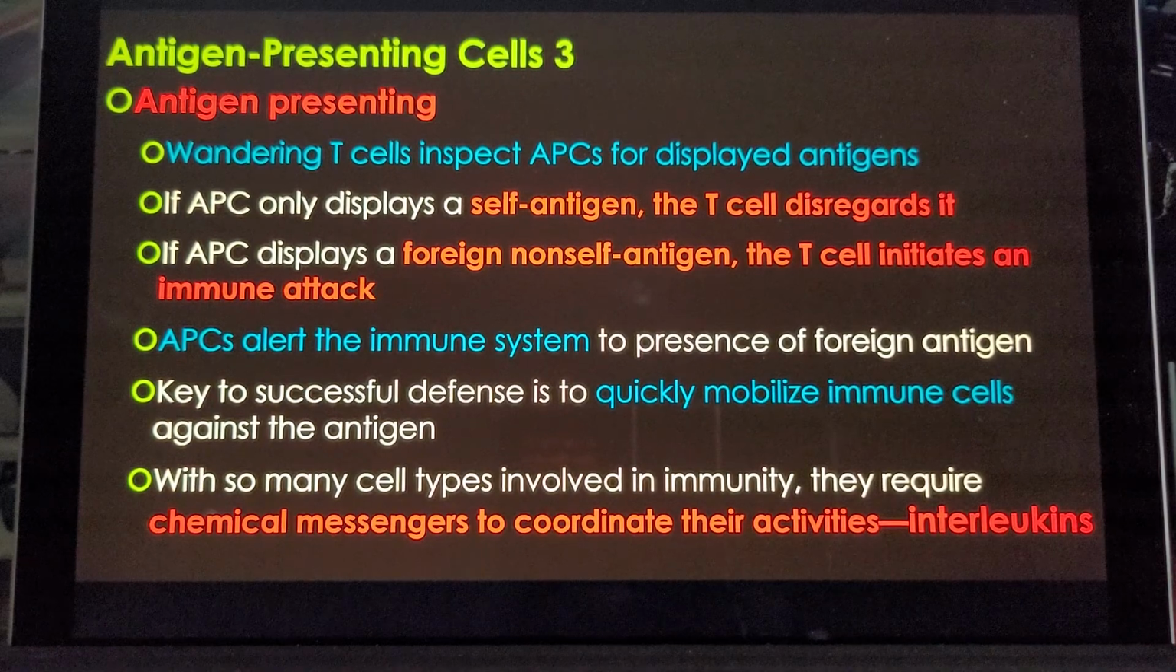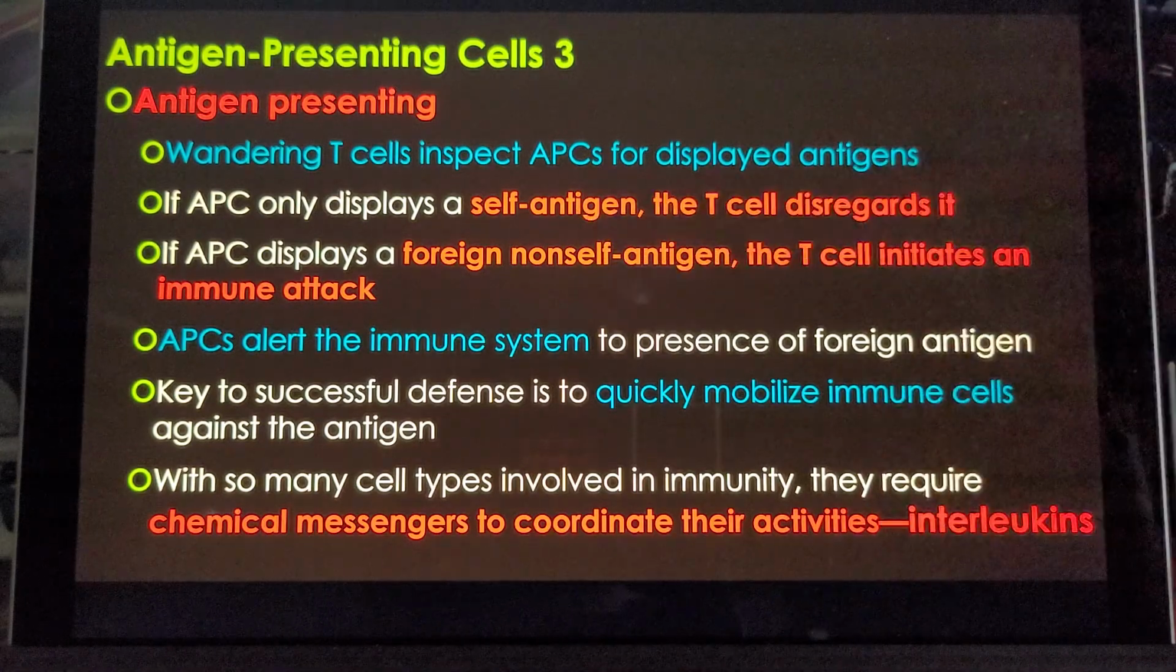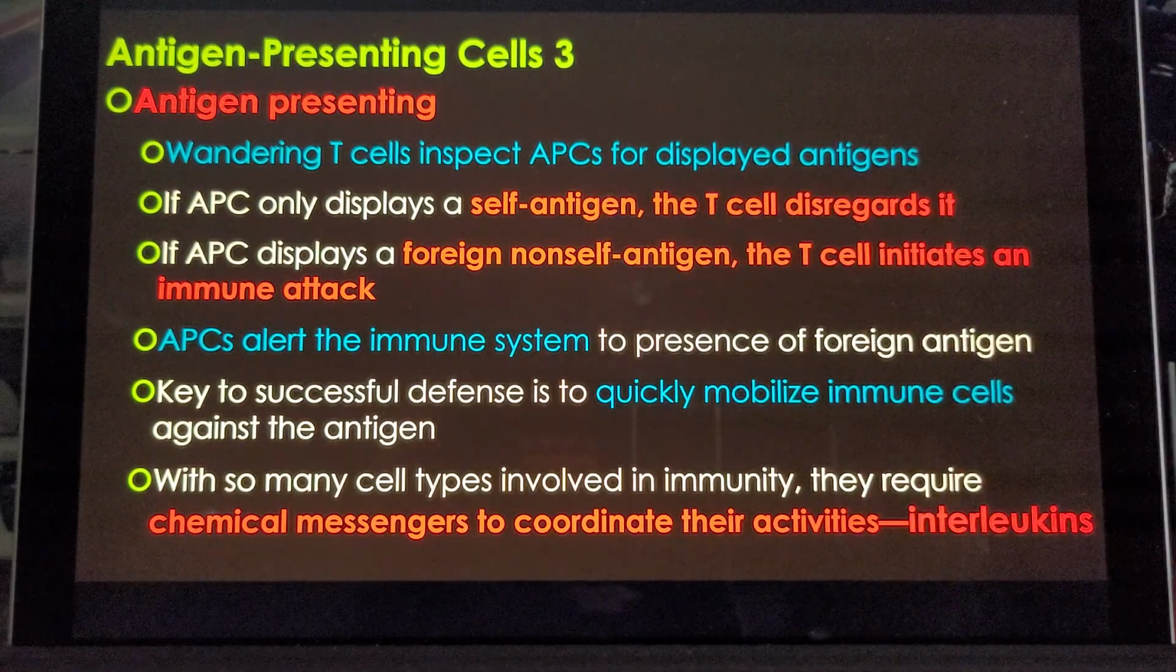So as these antigen-presenting cells are just circulating around, going through the different tissues and moving around, T cells can read that major histocompatibility. If they see a self-antigen, your own glycocalyx, whatever, nothing happens, but if it sees a foreign one, it starts its immune attack. But it has to be activated twice. So your antigen-presenting cells are the ones that are going to alert the immune system and mobilize them against that antigen.